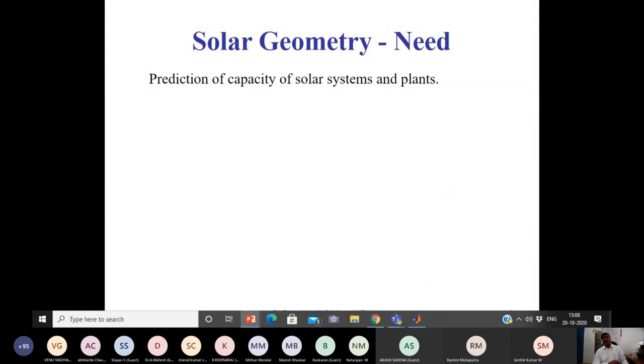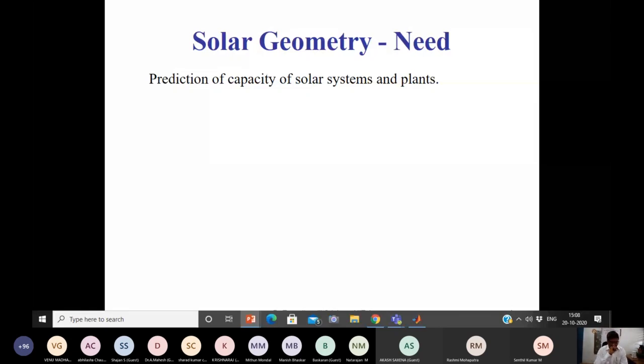According to the data, there is scope for technology development in solar energy. And why we have to go for this study of solar geometry before implementing some of the technologies like the tracking methods? What is the link between solar geometry and the tracking methods? So this solar geometry is useful to predict the capacity of the solar systems and plants.